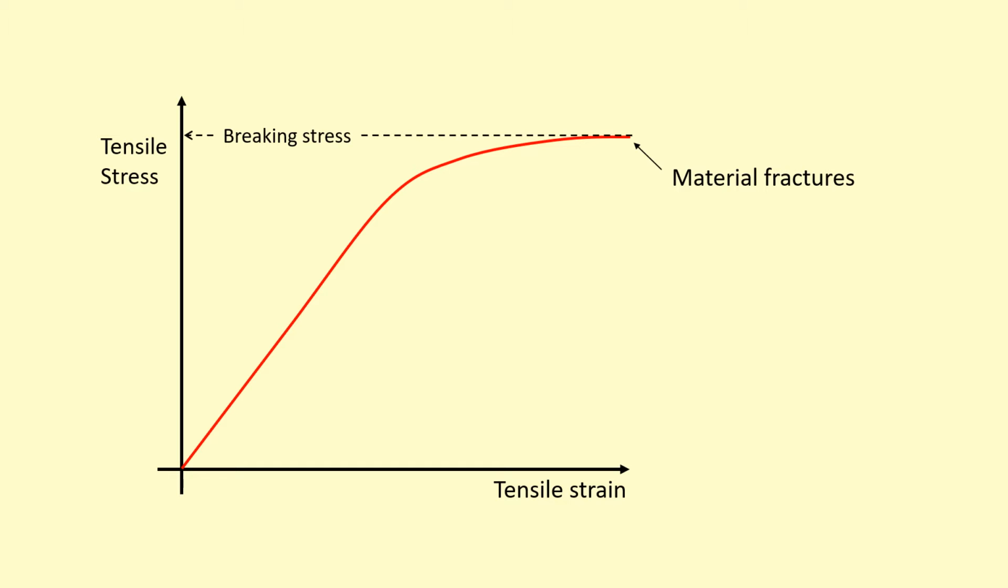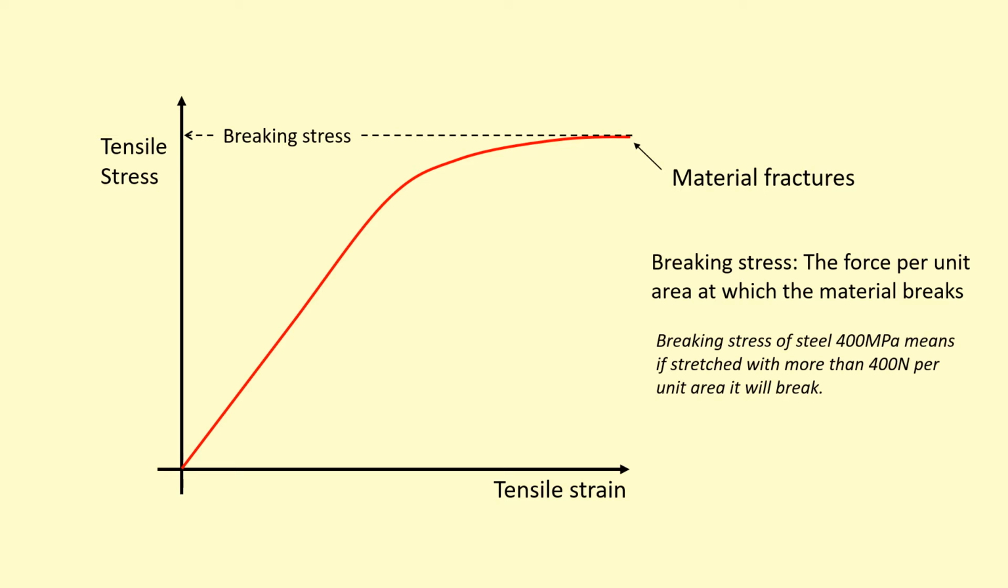Okay, so therefore this stress over here on the left hand side is called the breaking stress. The breaking stress is the force per unit area at which the material breaks. For example, the breaking stress of steel is around 400 megapascals. So if you apply 400 newtons per unit area of the steel, then it will break.